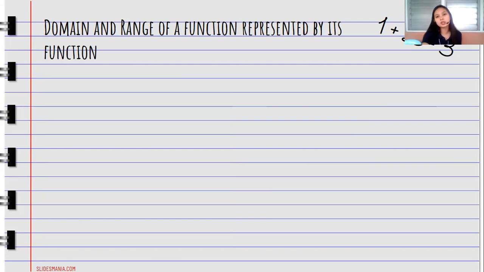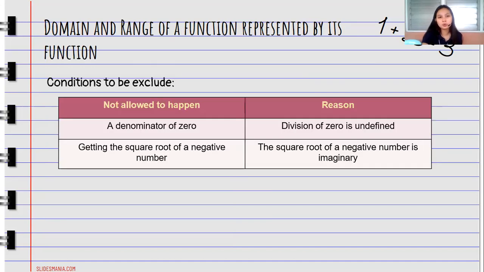So, domain and range of a function. Conditions to be excluded: a denominator of 0, so bawal po siya. Getting the square root of a negative number, bawal din. Siyempre, kung magkakaroon tayo ng zero denominator, it will give us an undefined term or undefined equation po.